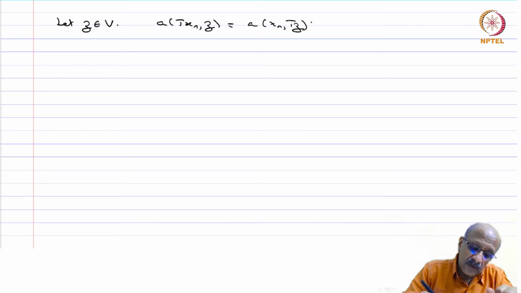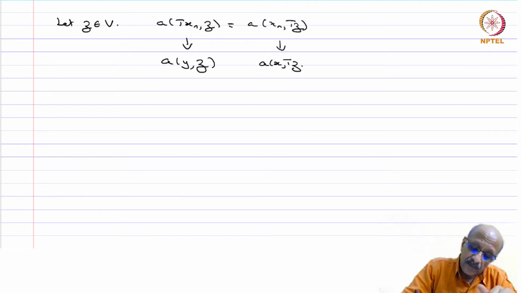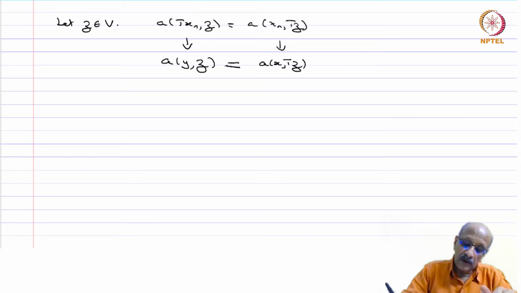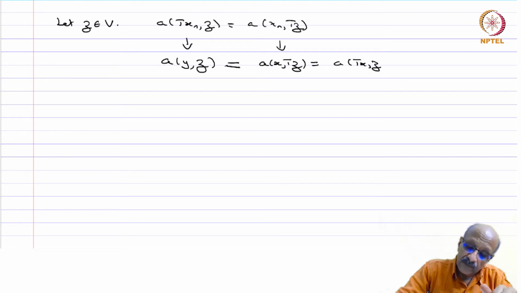So now you pass to the limit. It is linear in each variable, and because of the continuity condition, it is continuous when the other variable is fixed. Txn goes to y, so this goes to A of y,z, and this goes to A of x,Tz. So these two are equal, and this is equal to A of Tx,z by the given condition.